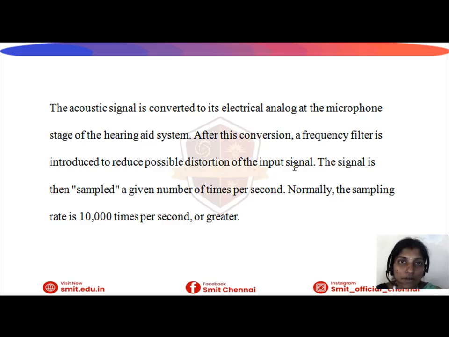Usually from outside there are many chances of distortion, so we use the filter to filter out the noise and reduce the distortion. Then the signal is sampled a given number of times per second. Usually the sampling rate is 10,000 times per second, or greater than that.